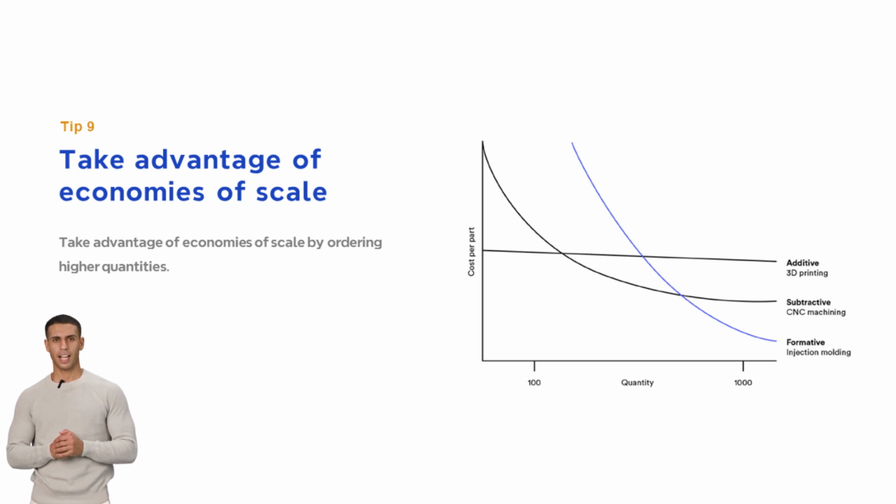Tip number 9, take advantage of economies of scale. To leverage economies of scale in CNC machining, consider ordering larger quantities or placing repeat orders. Quantity significantly influences the unit price, largely due to startup costs. In low quantities, these costs represent a significant portion of the overall expense. However, for larger quantities, startup costs are nearly eliminated as they are spread across many parts. Thus, capitalizing on economies of scale can substantially reduce per-unit costs and enhance overall cost efficiency in CNC machining projects.